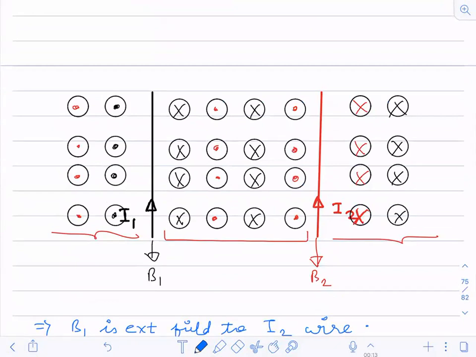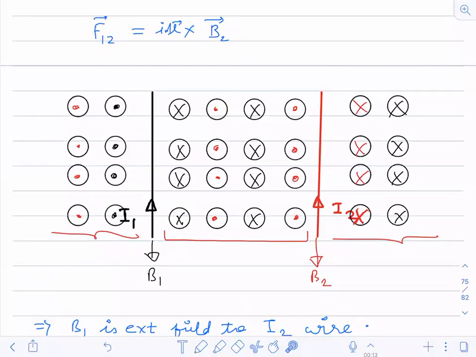Use your left hand thumb rule, or Fleming's left hand rule, or you can do the cross product, that is up to you. Better we do the cross product here, that will be easy for us. Now, for wire 1, for F12, we will do I dl cross B2. Do you remember I dl we do? Yes or no?